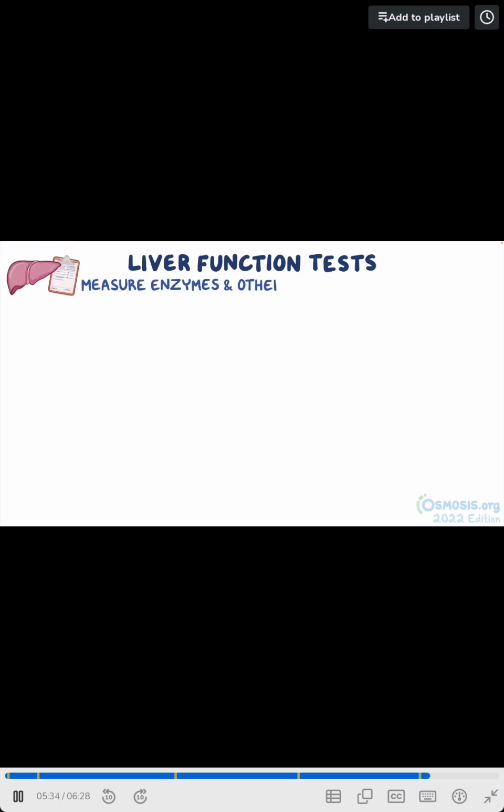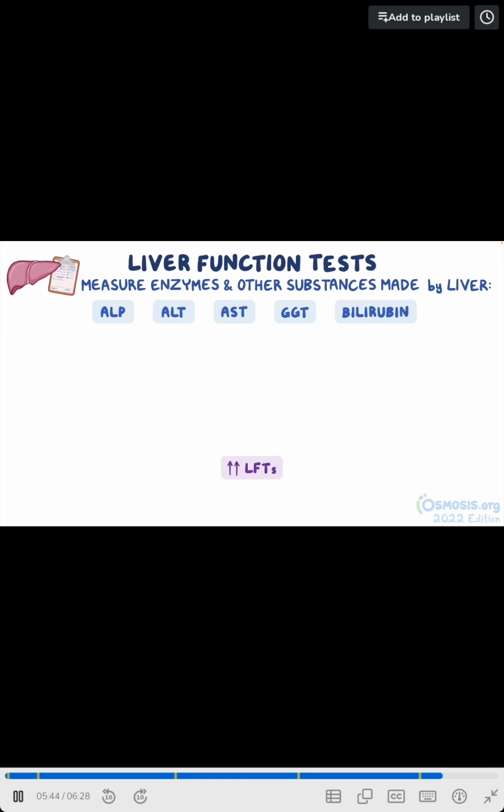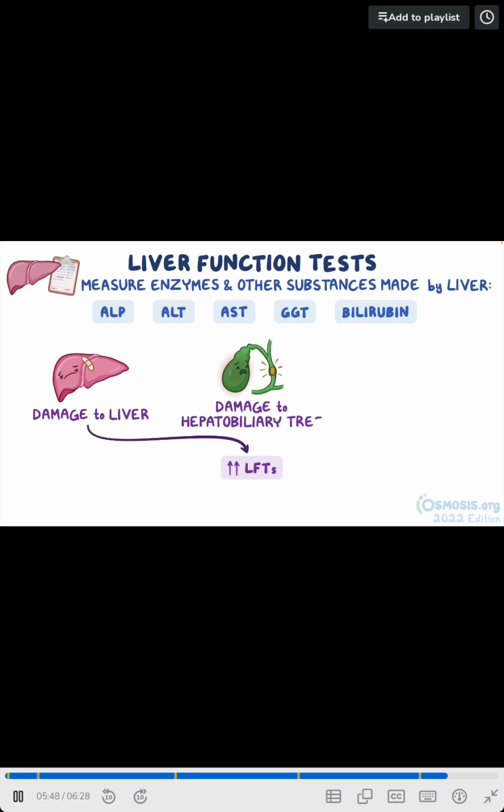Alright, it's a quick recap. Liver function tests are a set of tests that check the health of the liver by measuring the enzymes and other substances made by the liver, including ALP, ALT, AST, GGT, and bilirubin. Elevated liver function tests can occur with conditions that damage the liver and the hepatobiliary tree, as well as with certain medications.